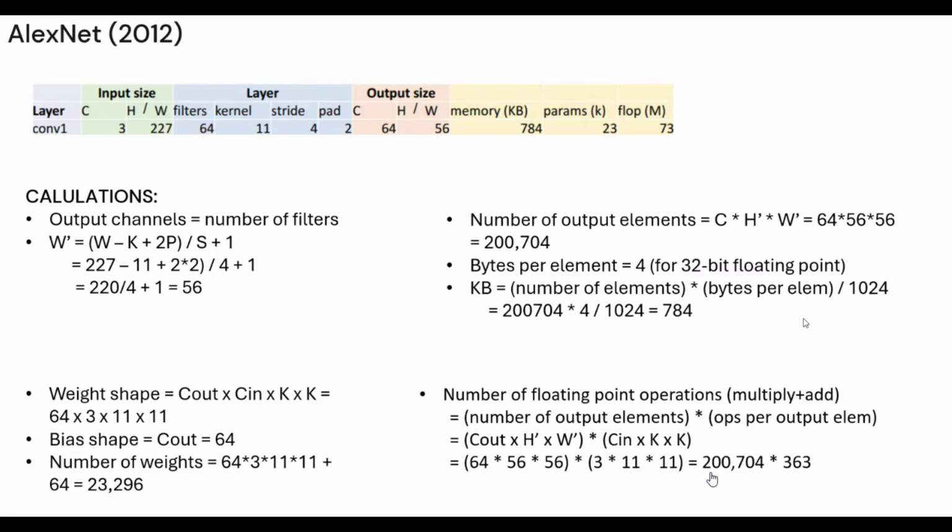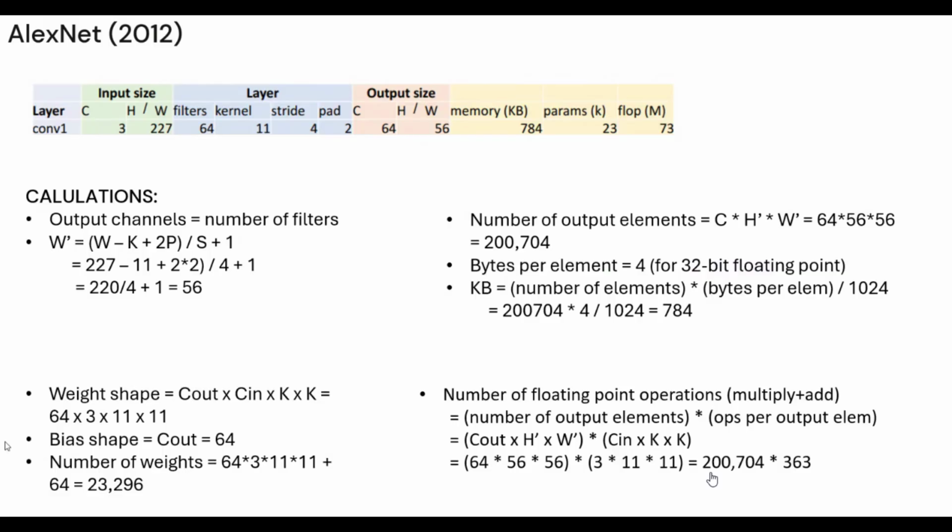Now if we check how many parameters were in this convolutional layer, it is 64 cross 3 cross 11 cross 11, because each filter has a channel depth of 3 and a resolution of 11 cross 11, and there were 64 filters. So we multiply all of these to get this number, approximately 23,000.